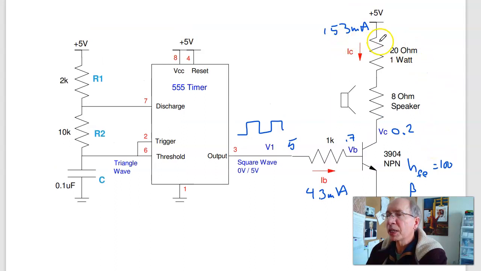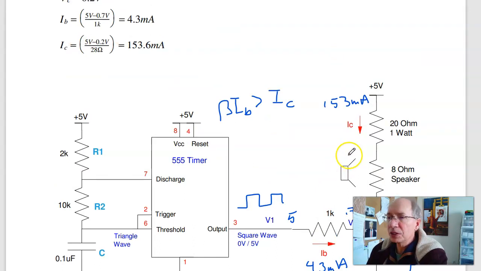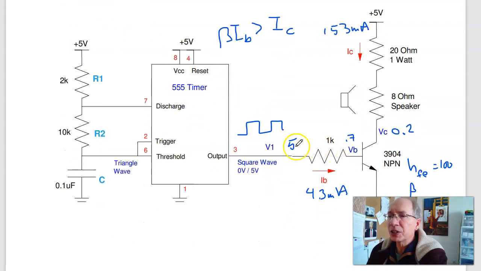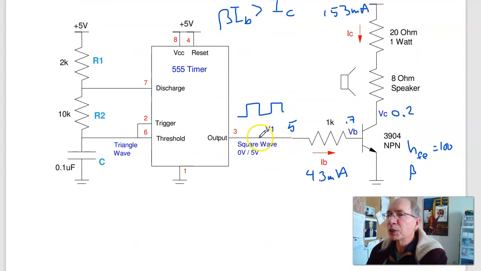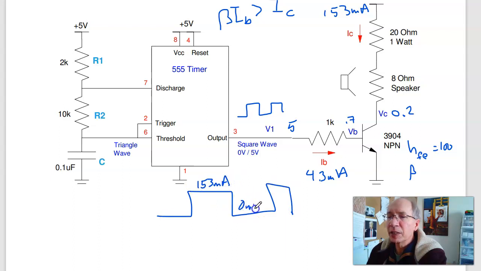I'm only trying to push 153, so it saturates. And the condition for saturation is that beta times IB, the current that I'm allowing, has to be more than I need. It's got to be more than 153 milliamps, and that checks out. So this should work. I should saturate the transistor, turn it on when this is 5 volts. 0 volts is pretty easy. When this is 0 volts, that's not enough to turn on the diode. No current through the diode, transistor turns off. No current through the speaker. So again, the speaker should be doing this. I should be getting 153 milliamps when turned on, and 0 milliamps when turned off.